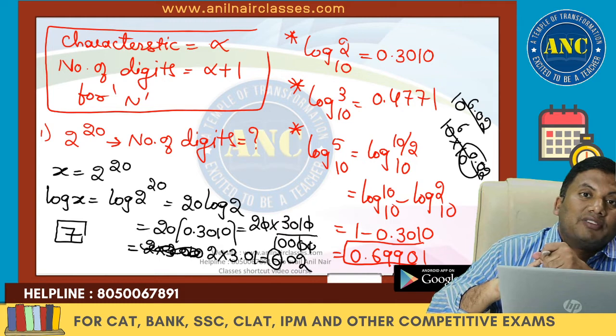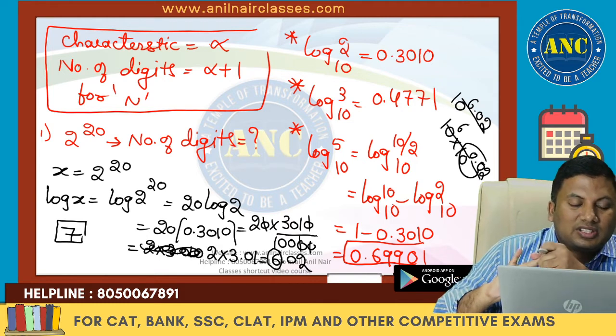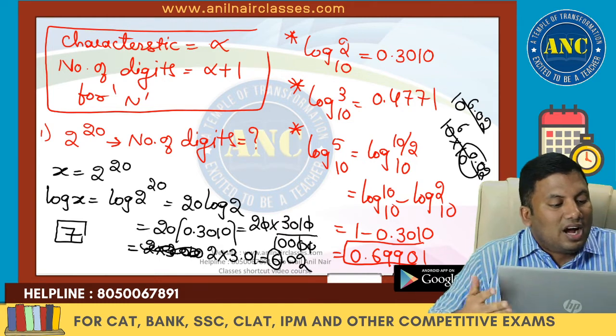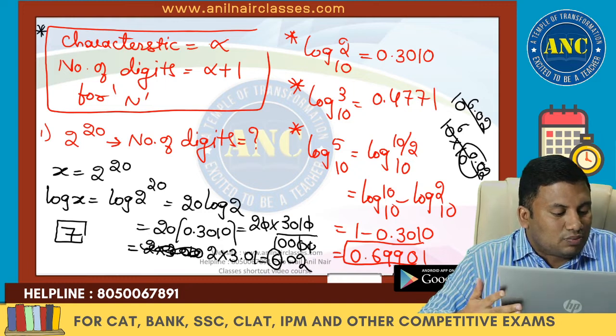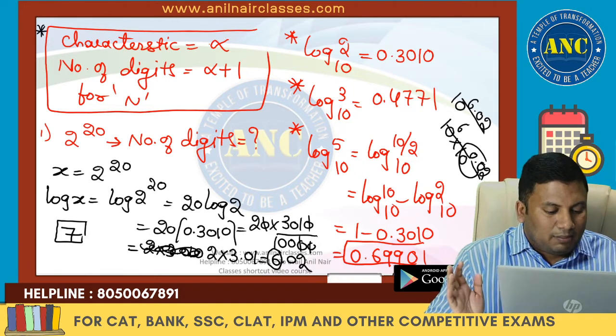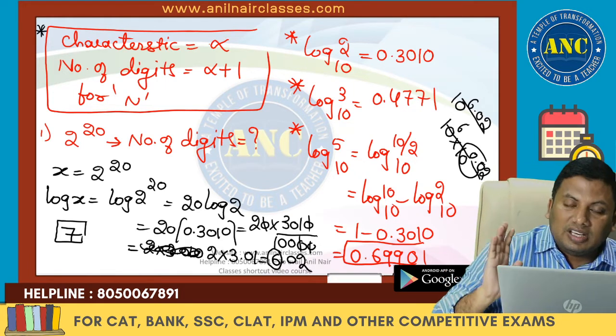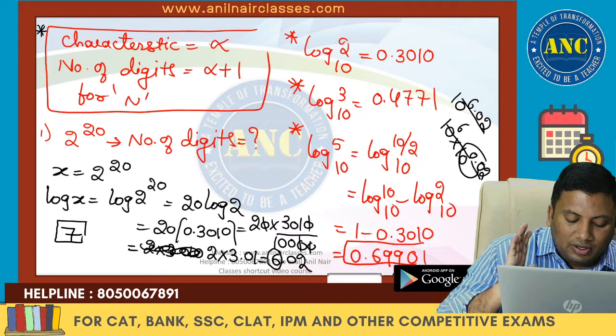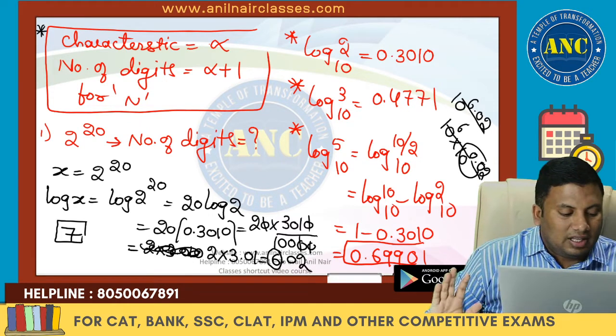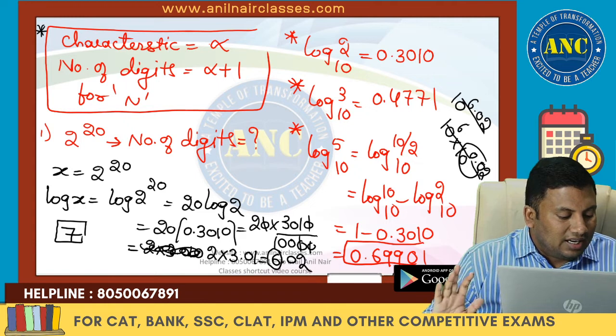We have seen the definition of characteristic. We have seen the definition of mantissa. How to find out the number of digits for a given number? It is given by characteristic plus 1. What is characteristic? The numerical value before the dot after applying the logarithm. I hope the idea is clear, right?